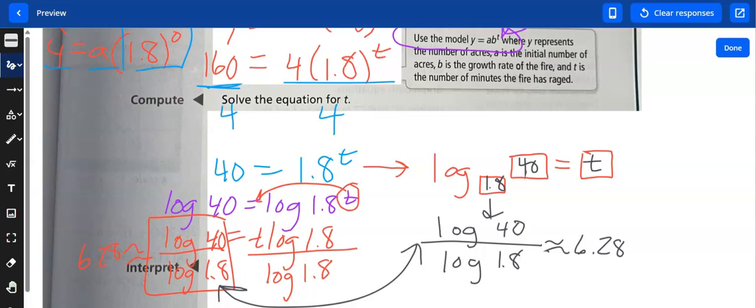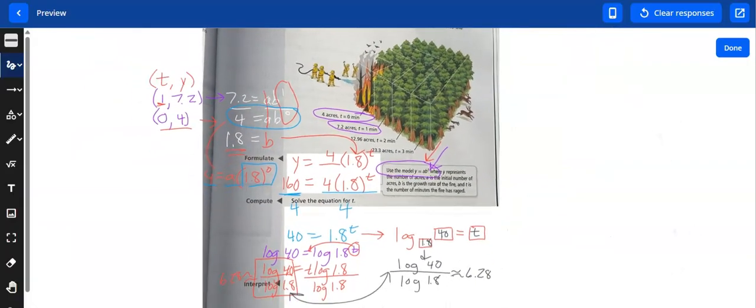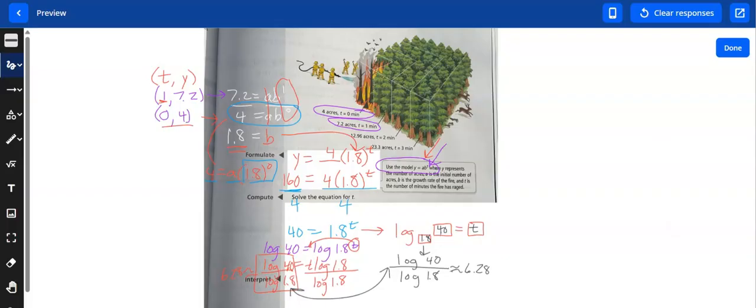How many minutes are we talking about? Remember the problem? How many minutes? What's this problem about, folks? We got less than 6.28 minutes to get this thing under control. Otherwise, we have to call in other fire departments or we have to have a helicopter come in and dump water on this fire. We don't have a lot of time.